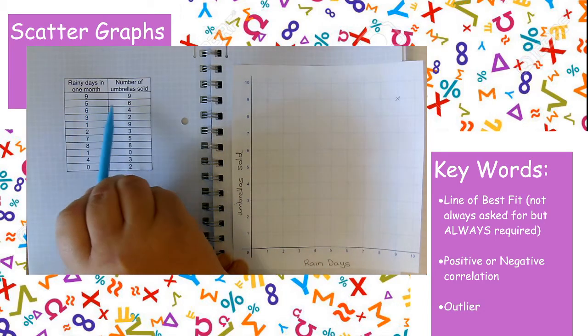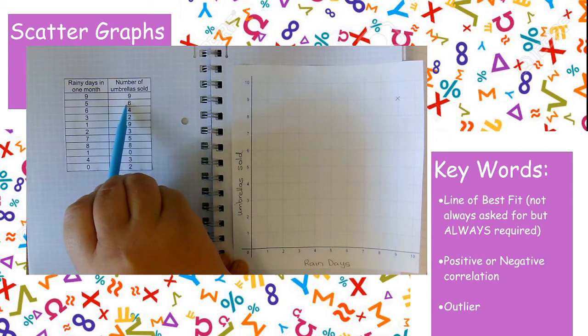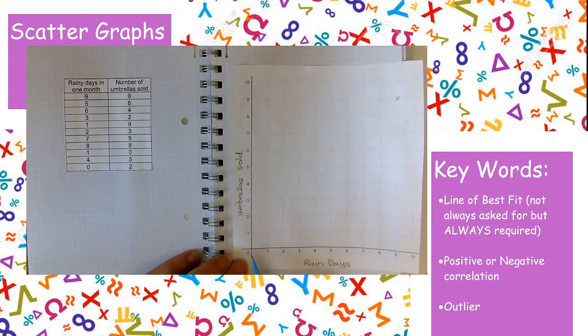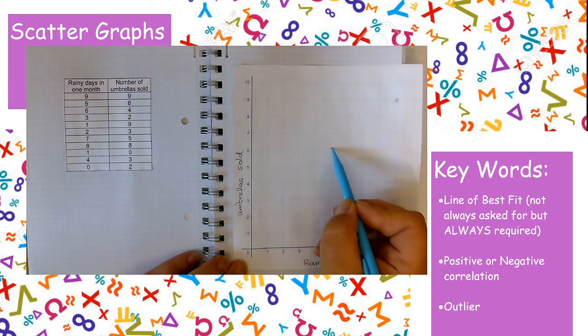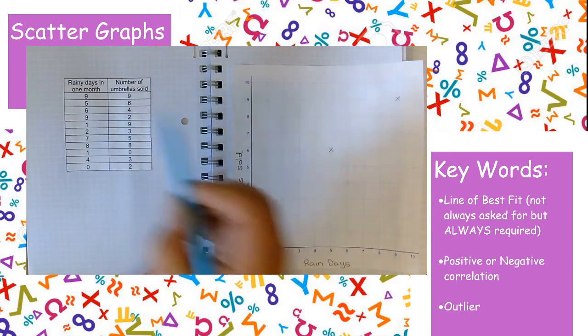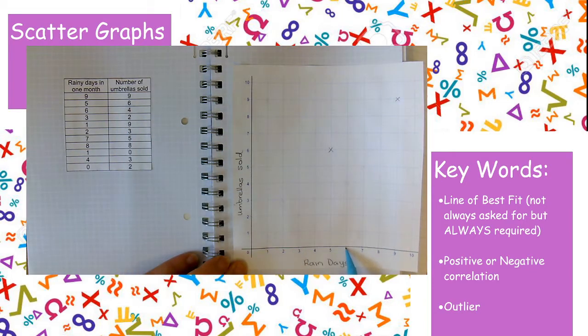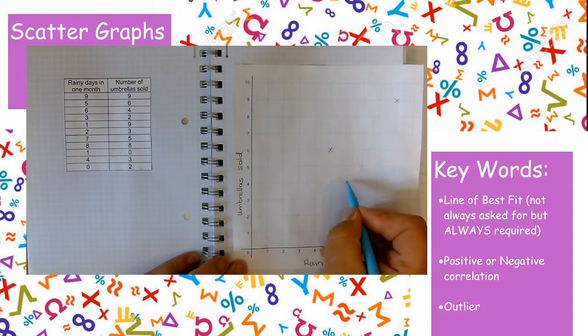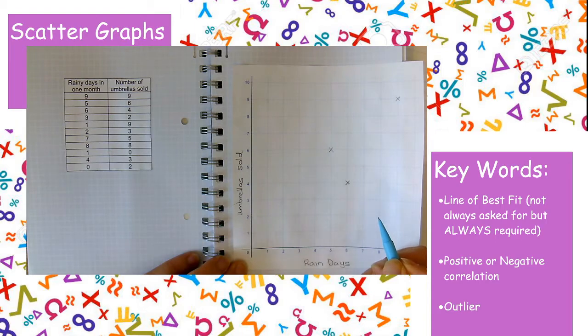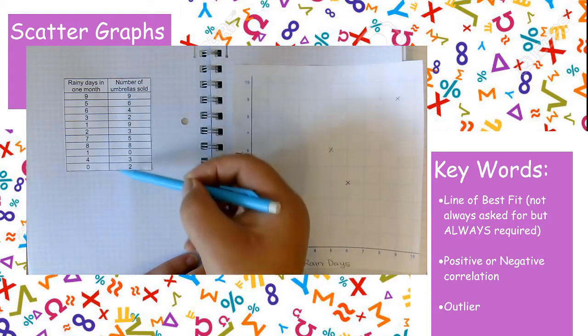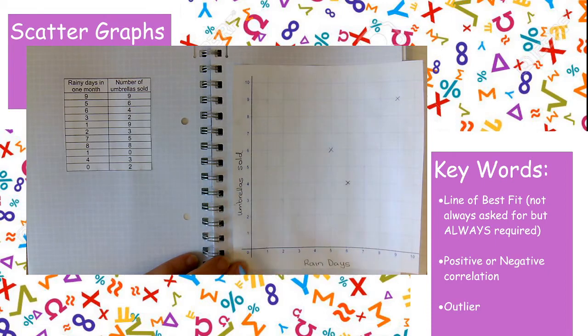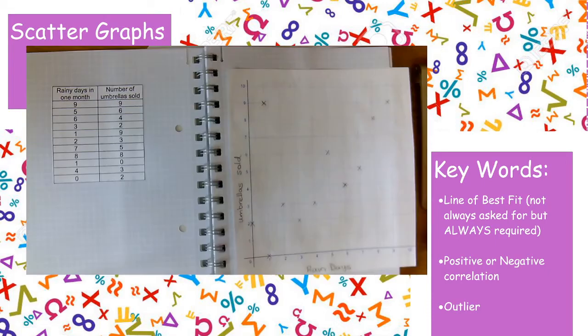My second pair of numbers is 5 rainy days and 6 umbrellas sold. So along the bottom, 5 rainy days, up to 6, there's my second plot. 6 against 4. And I will continue to plot these crosses until all of this data here is represented on the graph here. Now my scatter graph is finished.